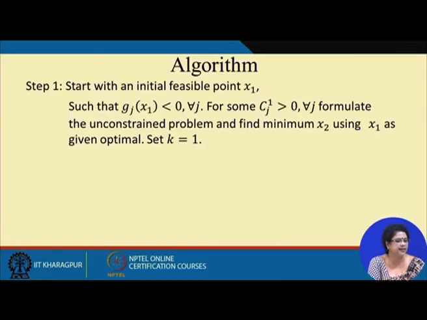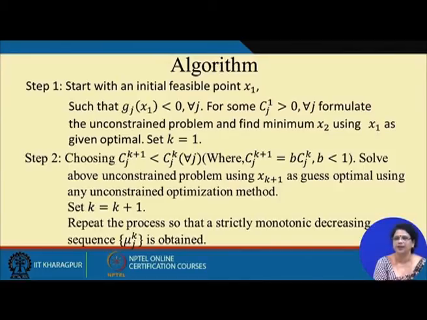Now, once we have c1, formulate the unconstrained problem, find the minimum and check for optimality. Checking for optimality is the only thing we cannot do, unless we just proceed. Because we are more interested in getting the sequence of unconstrained problems, and we will say that we are converging as c_k tends to 0, the limit point of the sequence is this one. That is why we are considering another c that is lesser than the previous c. Then again we do the process and we get the solution this way.